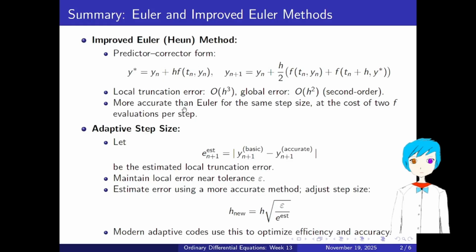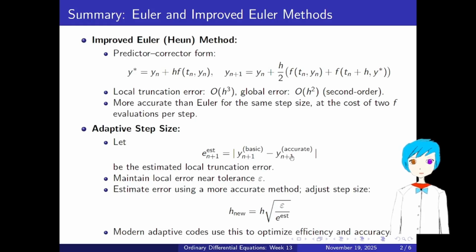The local truncation error is big O(h cubed). You can see that it is based on the trapezoidal rule for numerical integration. The global error is O(h squared). It is much more accurate than the Euler method for the same step size.